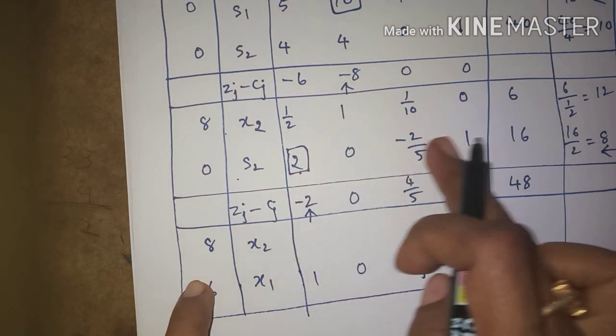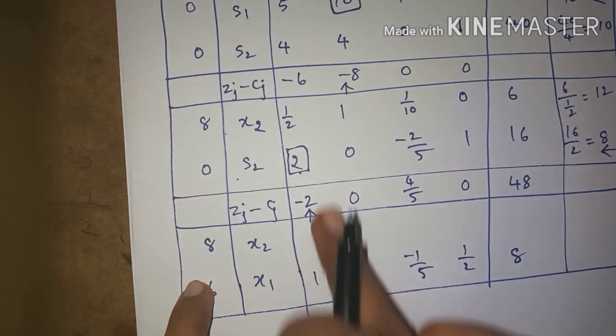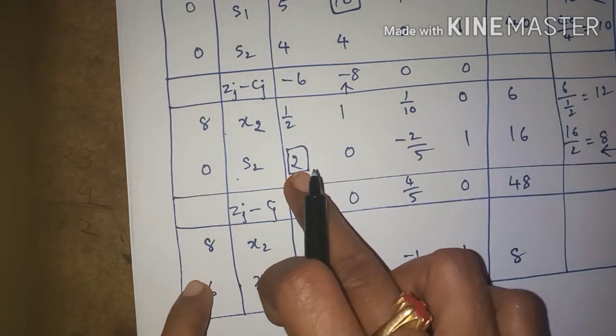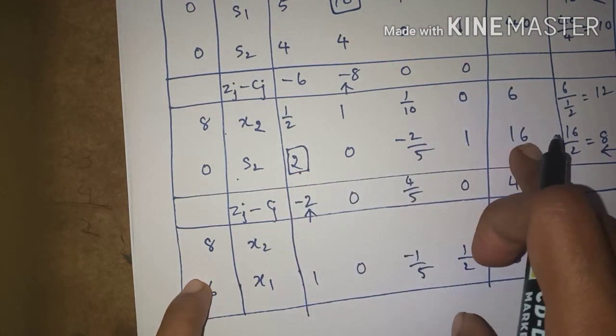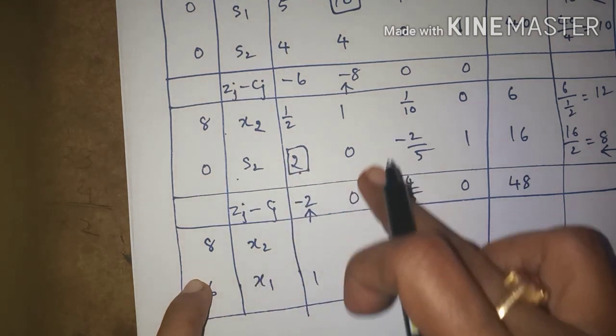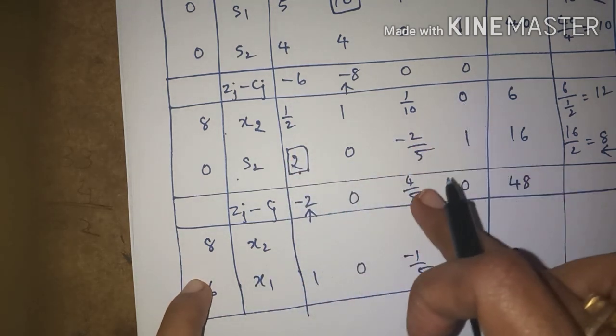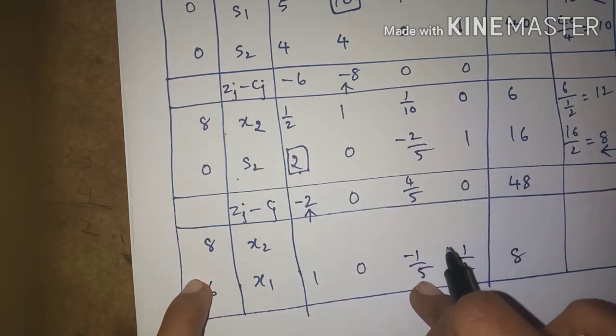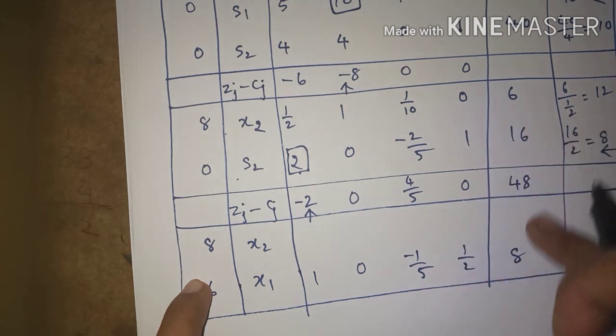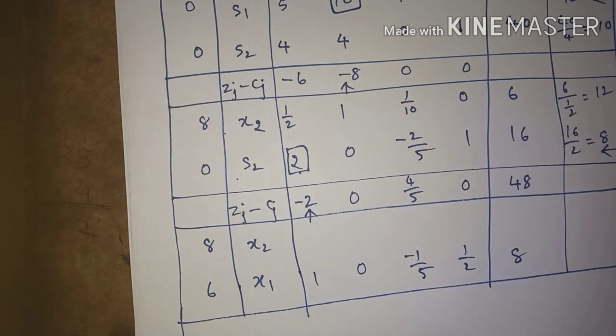That means I divided the complete row with 2. This row I completely divided with 2. 2 by 2 is 1. 0 by 2 is 0. Minus 2 by 5 by 2 is minus 1 by 5. 1 by 2. 16 by 2 is 8. Like that I divided the row with 2.